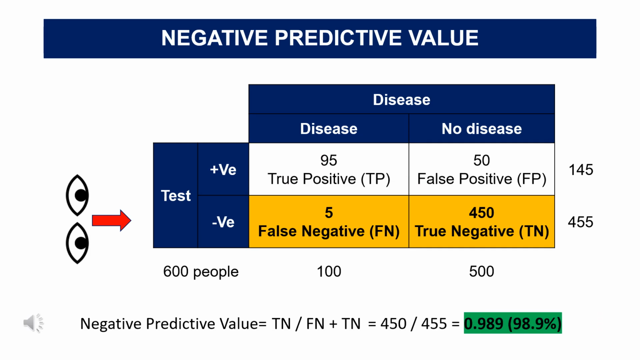Okay, the second one is the negative predictive value. The negative predictive value is the proportion of people with a negative test who do not have the disease. For this example, 450 divided by 455, so the negative predictive value is 0.989 or 98.9%.